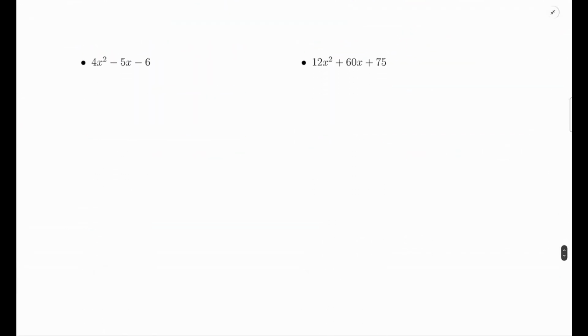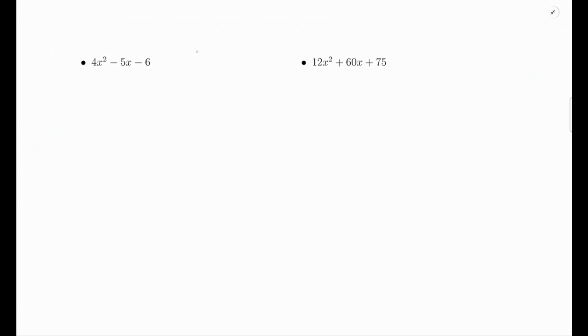Okay, now the last two examples for the notes do not have a leading coefficient of 1, so we're not going to guess and check. Instead, we're going to do what I like to call the asterisk method. Now, the asterisk method will only work if you factor out the GCF first, which you should always do anyways, and if the first term is positive. So if I look at 4x squared minus 5x minus 6, the first term is positive. Good. And 4, 5, and 6 have no common factor, so there is no GCF.